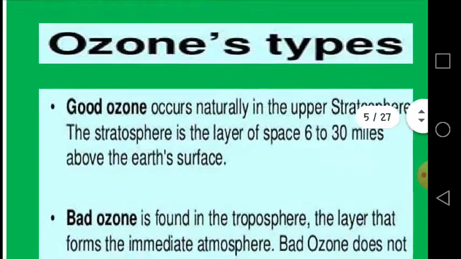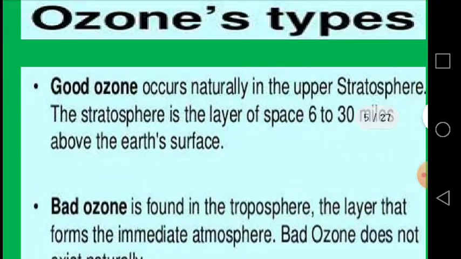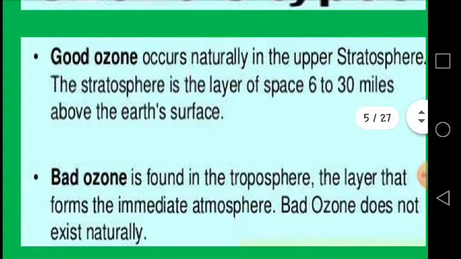There are two types of ozone, good ozone and bad ozone. The good ozone is found in the stratosphere, one of the layers of the atmosphere. We will discuss this inshallah in the next slides. And the bad ozone is found near the earth's surface. It is very harmful, that's why it is called the bad ozone.